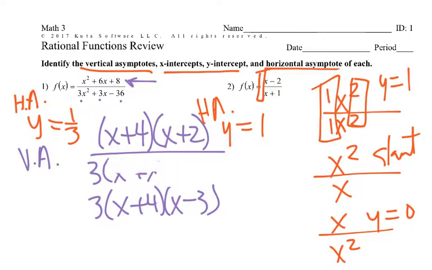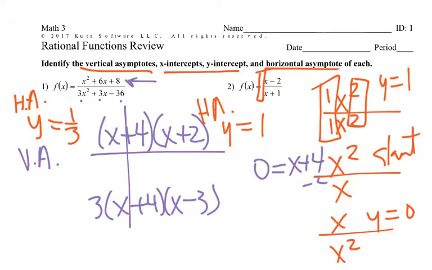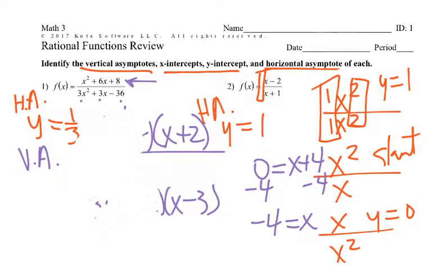Now, if you remember, we can cancel stuff out. And what that does is it creates a hole. If we set 0 equal to x plus 4 and solve for x, that means at x equals -4 we have a hole, but we're not concerned about holes right now, so we won't worry about that. So we are left over with x plus 2 over x minus 3.